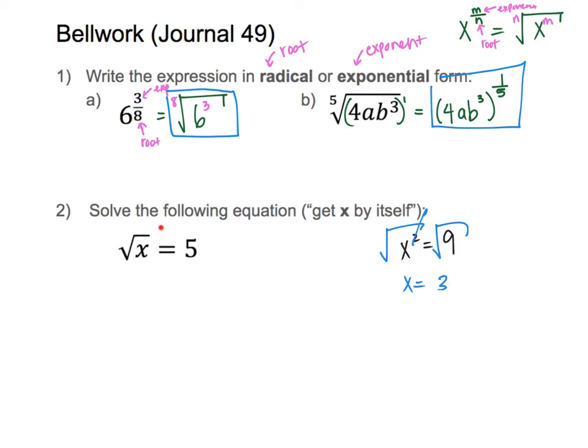But in this problem here, it's basically asking you the opposite. You have a square root and you need to get rid of it. But we just learned that to get rid of a square, you use a root. So we're going to do the opposite here.